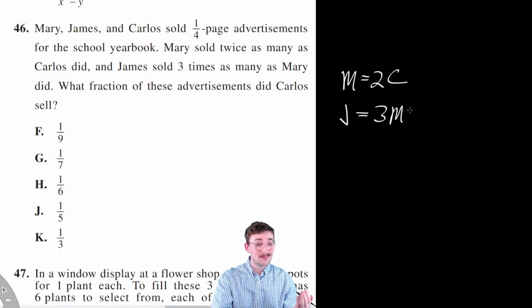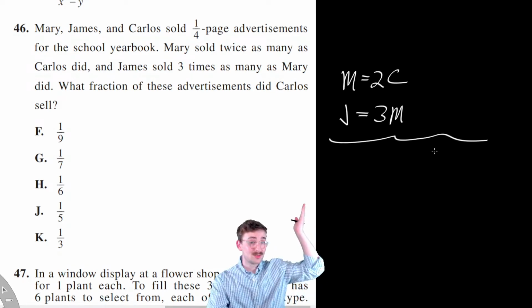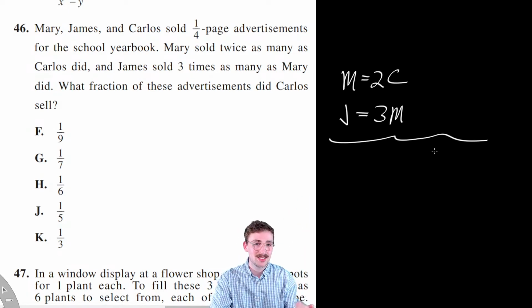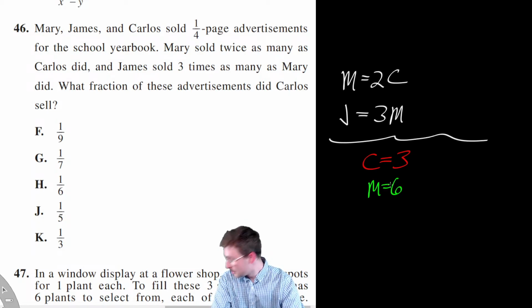What I'm going to do is something kind of cheesy, but it works. I'm just going to come up with a number for Carlos. It doesn't matter what the number is, because the fraction, the proportion, all that's going to stay the same. It's proportional. So if I just say, all right, C equals, let's make it a nice number, 2. Actually, I'm going to be a little bit annoying here. I don't like to use 2. I'm going to use 3. So if C equals 3, that means that M equals 6.